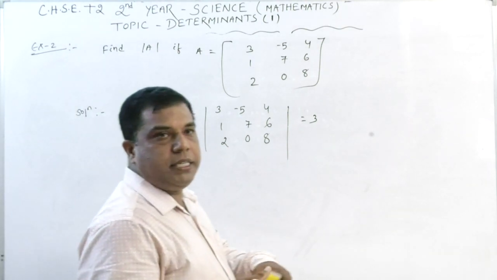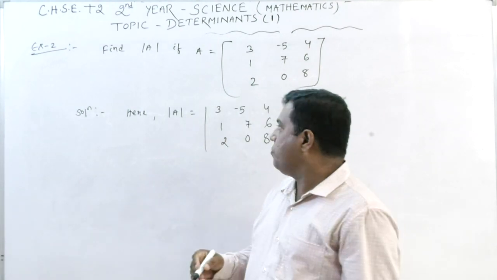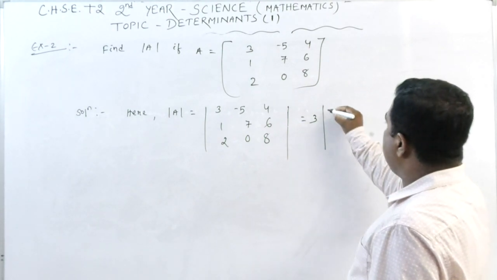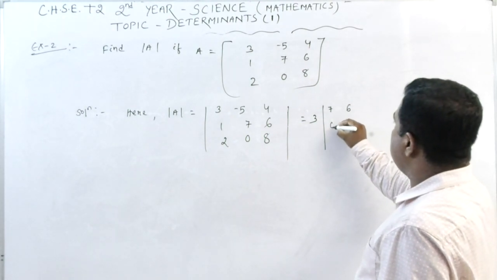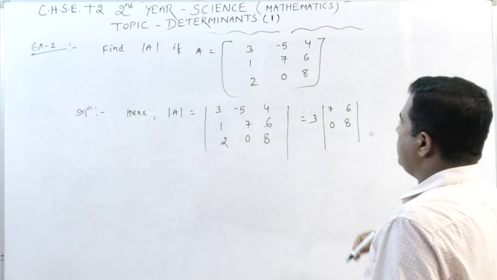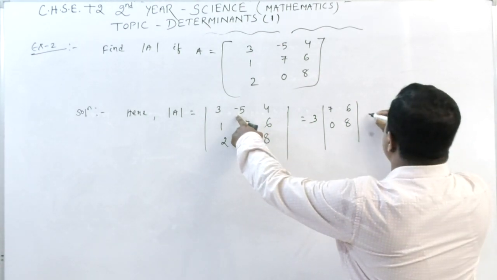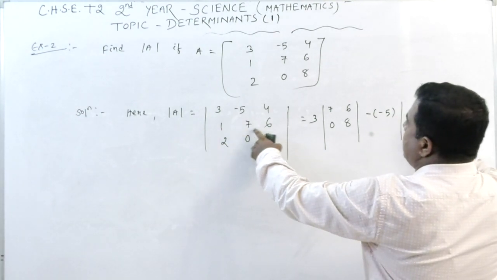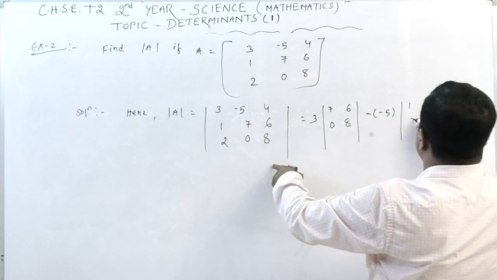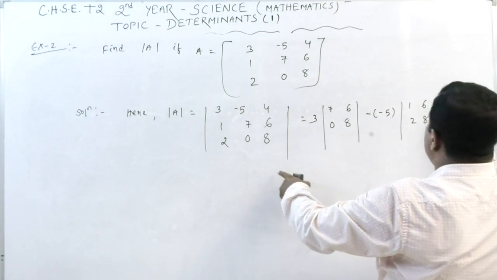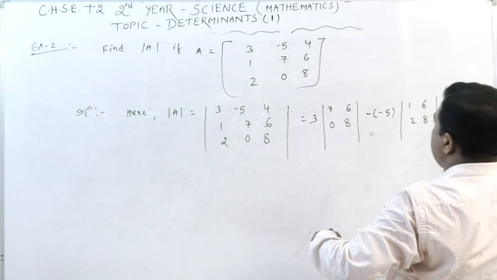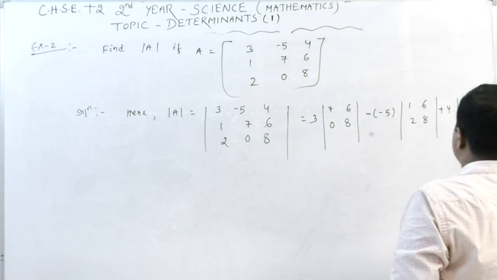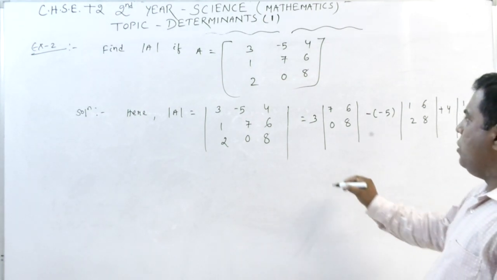So how to evaluate it? Let us find it. So it is 3 multiplied by, what I have to do? 7 6 0 8. Then for the next element, it is minus 5, written as 1 6 2 8, plus 4 multiplied by 1 7 2 0. Okay. So it is equal to what?